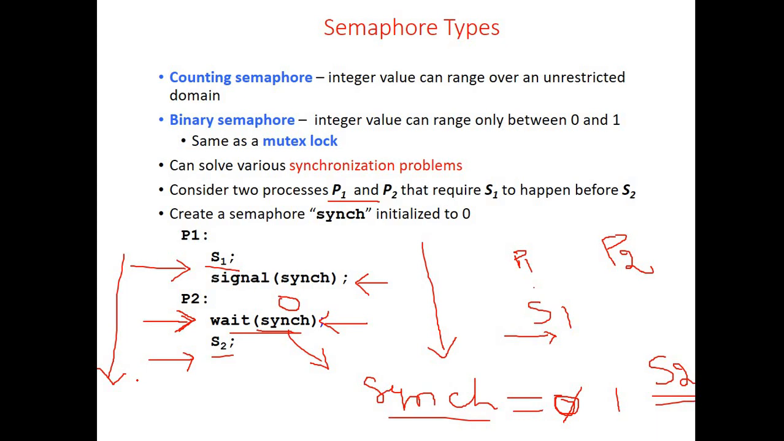signal functions. Semaphores can be implemented in two ways. One is by using a counting semaphore, another is by making use of the binary semaphore. The binary semaphore indicates that the integer value of the semaphore variable should be 0 or 1, whereas the counting semaphore indicates that the value of the semaphore can be any range of integers. There is no restriction on the domain of that particular range.